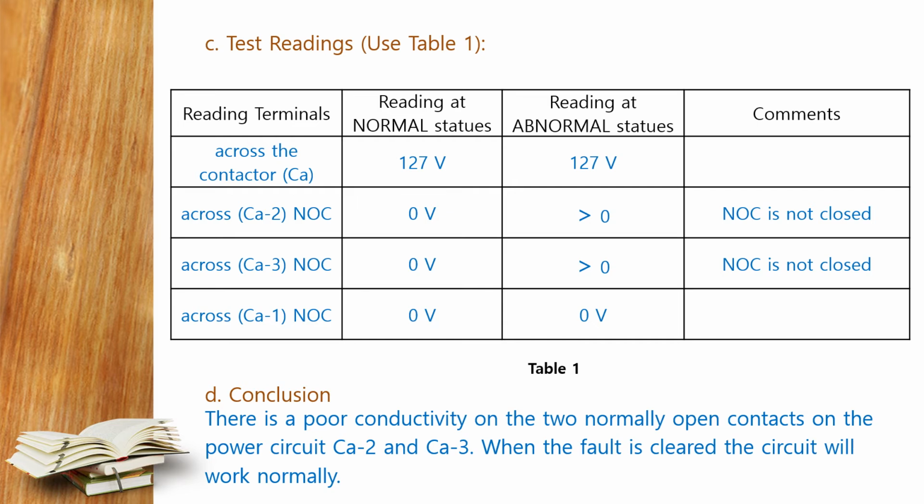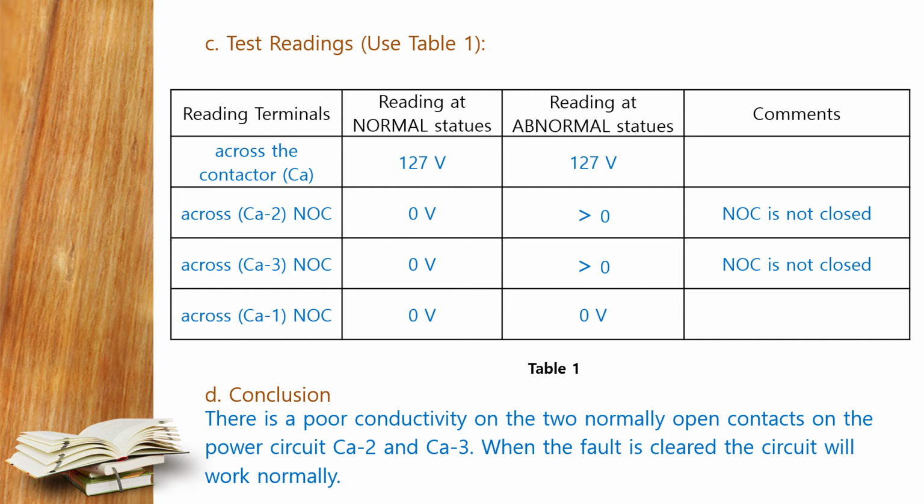But the only issue is that the medium speed doesn't work. This means that we have some issue in the power circuit and not in the control circuit. Let us take the first reading across the contactor CA to make sure that it is energized. The normal reading across this contactor is to be 127, and when we come practically and find it 127, we will say that initially it is energized.